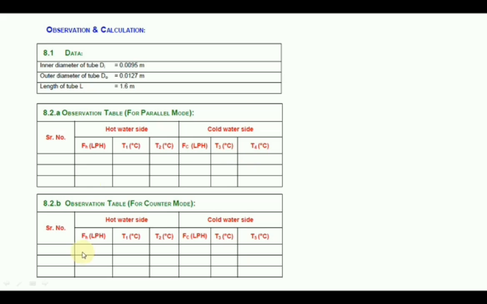For the counter current flow, we have to prepare the same type of table, but the only change is for the cold water side, where the outlet temperature we represent as T5, and its unit is also degrees Celsius. So only one difference we need to remember: for parallel flow, the outlet temperature of the cold fluid is T4 degrees Celsius, while for counter current flow, the outlet temperature of the cold fluid is T5, and its unit is also degrees Celsius.